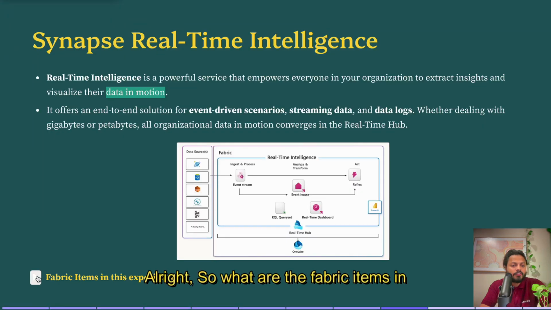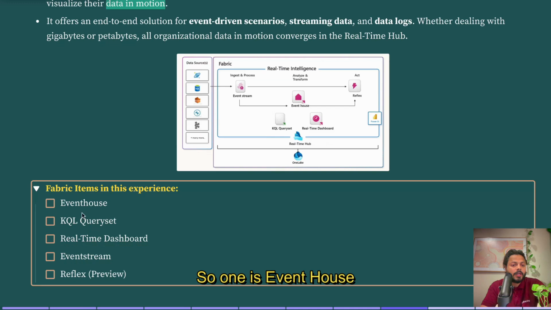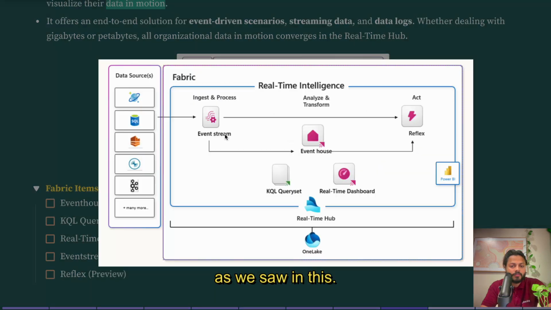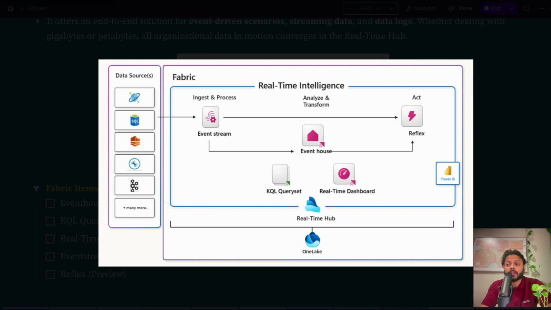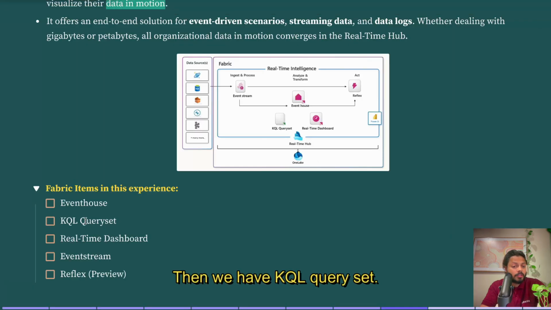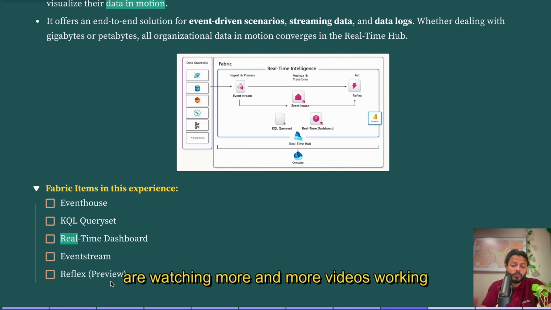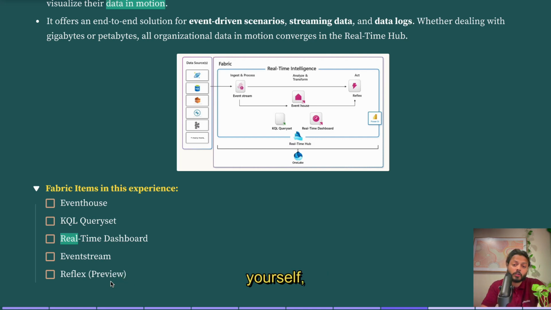Alright, so what are the Fabric items in this experience? Let's see. One is event house, as we saw in this diagram. This is the event house where we are analyzing and transforming the data. Then we have KQL query set. This will be explained once I'm talking about this particular experience. Then we have real-time dashboard, we have event stream, and reflex, that is in preview. Once you get used to all these terminologies, once you are watching more and more videos, working yourself, then it will become easier.